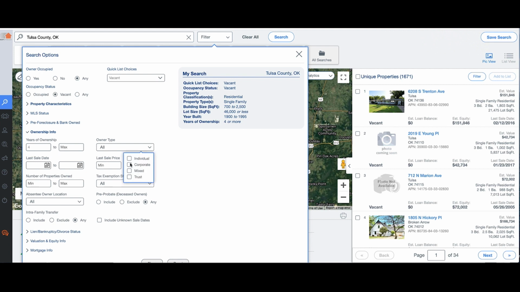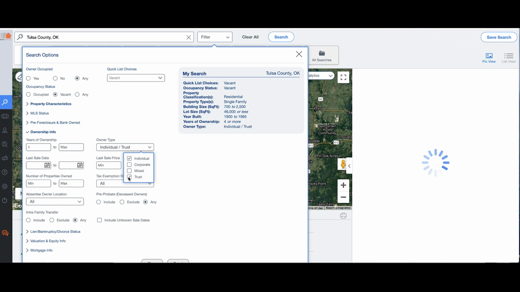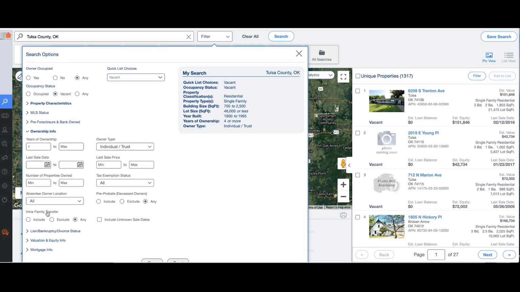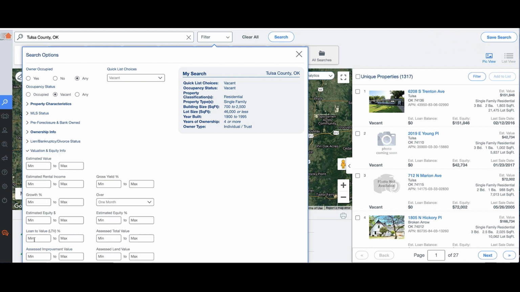And I really only want individuals and I want trusts. I don't want corporate owned. Corporate owned is usually someone like me. They're an investor. They're not going to really sell, or they're going to be difficult. They're not going to sell to me at a discount. Let's just say that. I don't leave anything there.